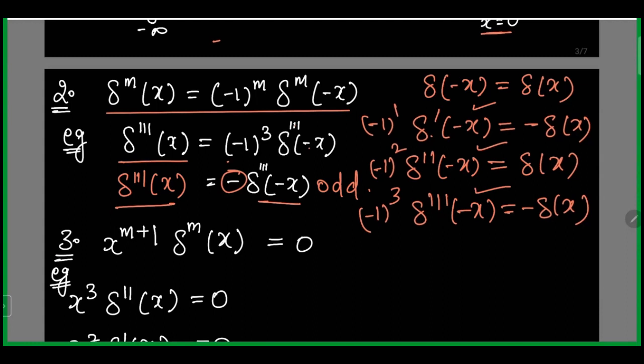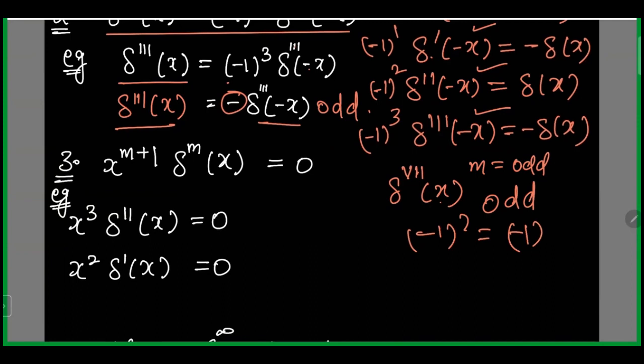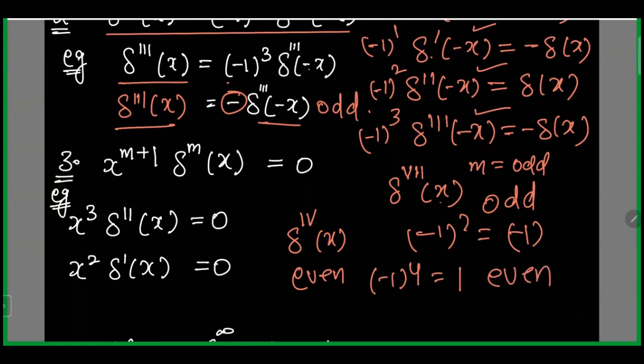This process will keep on repeating itself. So if someone asks you is this odd or even, it's seventh derivative. So you will say since m is odd, this is also odd, because minus 1 raised to power 7 will be minus 1. So you can clearly tell which derivative will be odd or which derivative will be even. For example, delta 4x. Is this odd or even? This is even, because minus 1 raised to power 4 is 1. It means it is even. So you can clearly tell which of these is odd and which is even.